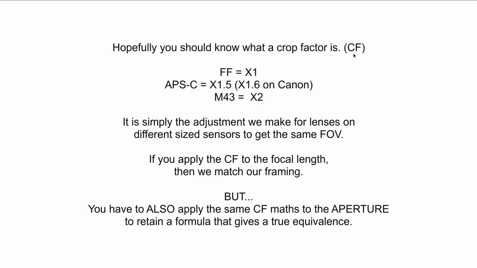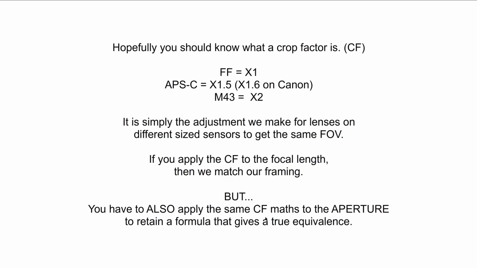So hopefully you know what crop factor is, CF here. We basically use full frame as the baseline, not for any particular reason other than there's a hell of a lot of people that had 35mm cameras back in the day, and that's the way lots of people started to think. So full frame is basically 1, there's no change. APS-C is 1.5, or if you've got a Canon, it's 1.6 because they like to be different. Micro Four Thirds is times 2, so that's nice and easy to do the math, which is why we're working on that here. It's simply an adjustment that we make for lenses on different size sensors to get the same field of view. If you apply the crop factor to the focal length, then we can match our framing.